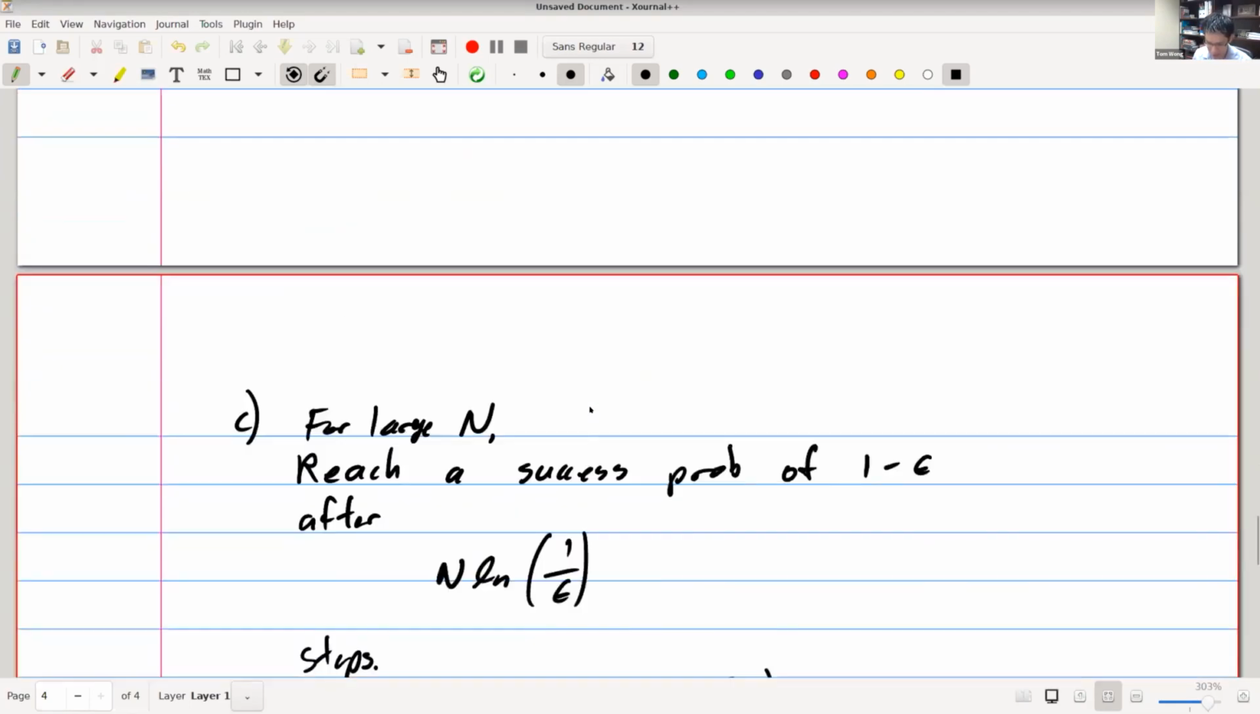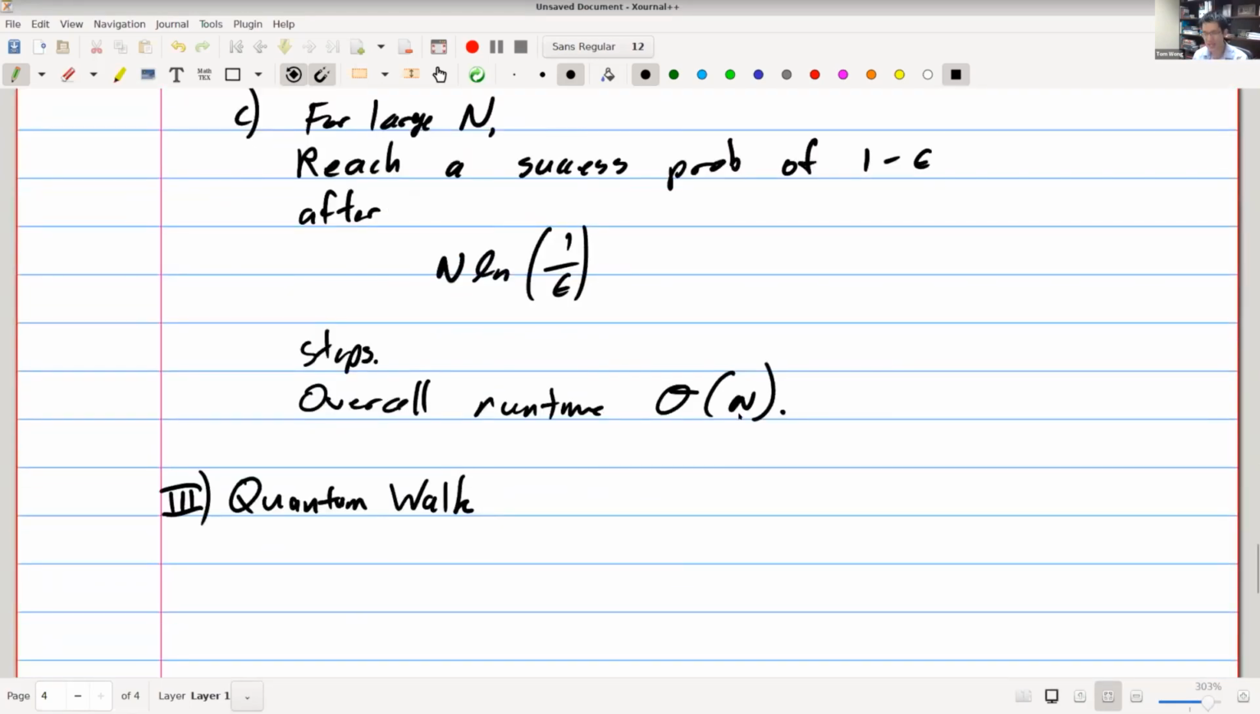And so what would happen with the runtime is, let's say there are k marked vertices, then the runtime would be order n over k. So that is what would happen.